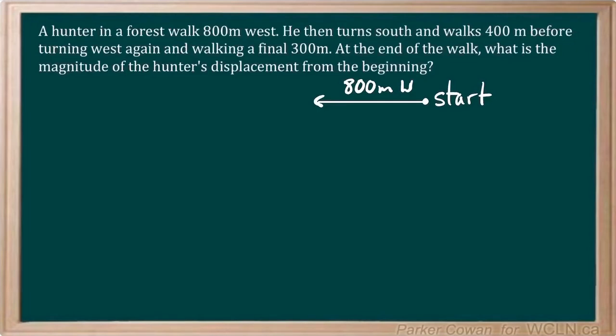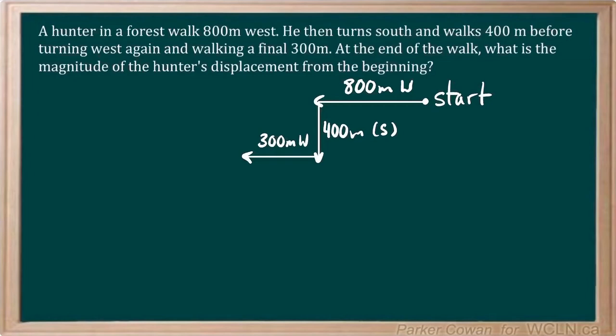He then turns and walks 400 meters south, before turning west again and walking another 300 meters. All right. What is the magnitude of the hunter's displacement from the beginning?